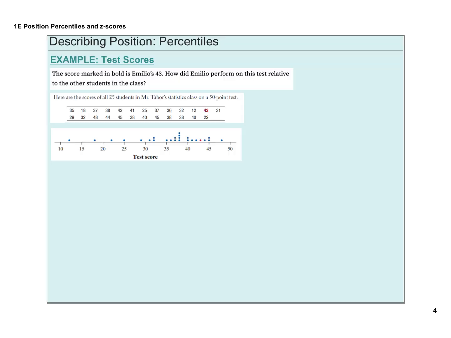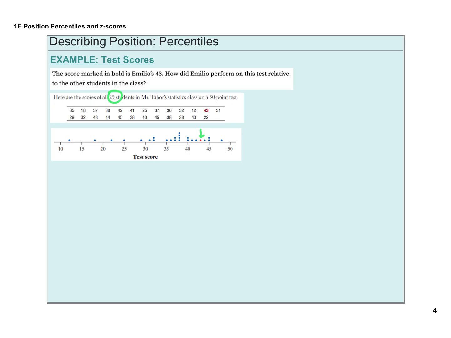So if we take a look at our first example here, we're going to look at Emilio's test score. It says the score marked in bold is Emilio's score of 43. How did Emilio perform on his test relative to other students in the class? So if we want to find Emilio's percentile, we're going to look at how many points are at or less than or equal to his value. So if I look at his value right here on my little dot plot, I know that there were 25 students total, and I need to count how many were at or below his score.